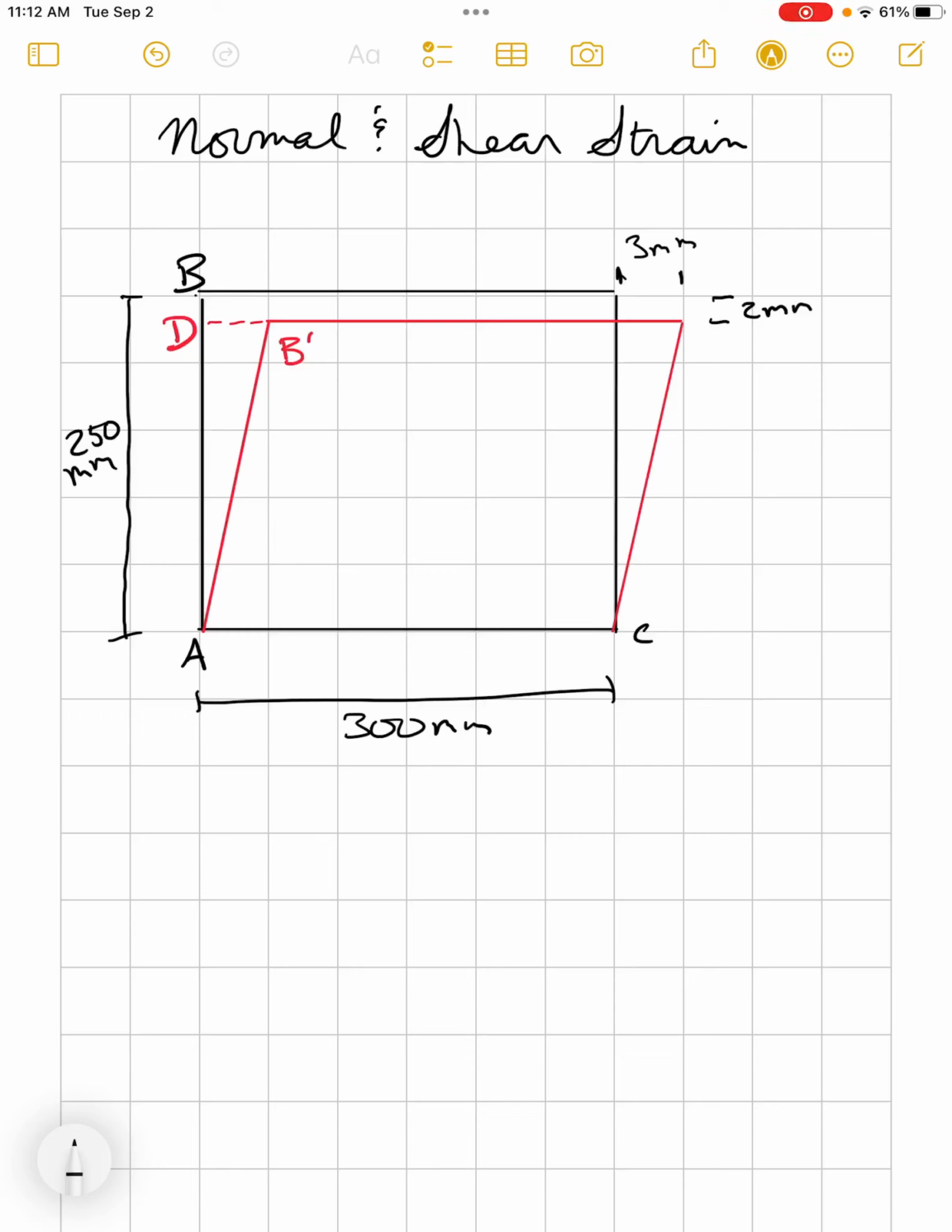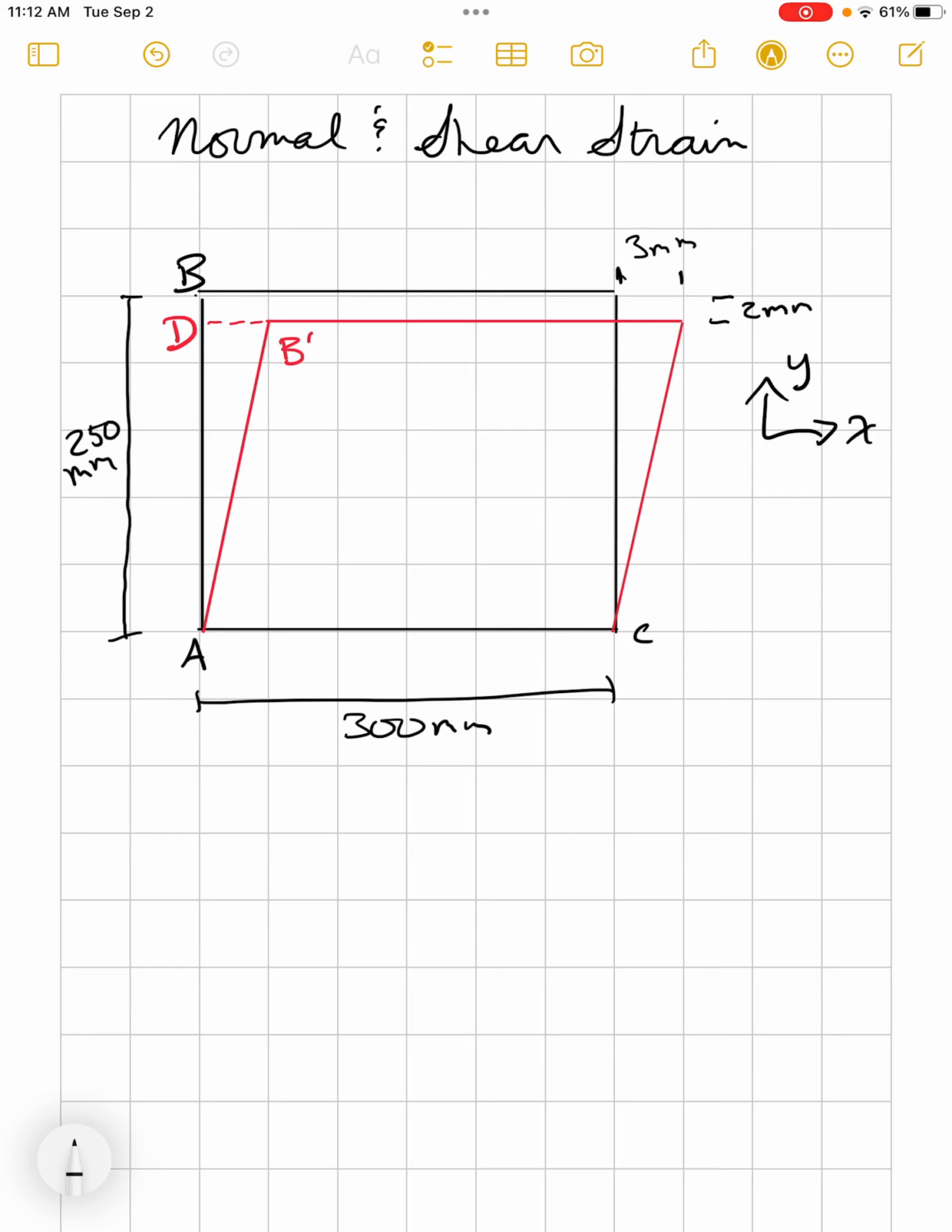Okay, so for this problem, we have a rectangular plate that's drawn out here in black, and it's 250 millimeters by 300 millimeters, and it gets deformed into a trapezoid. So that's what we see in red. The bottom of the plate stays the same, and if we imagine there are lines that are horizontal in this plate, after it gets deformed, those lines continue to be horizontal, and they have the same length, okay?